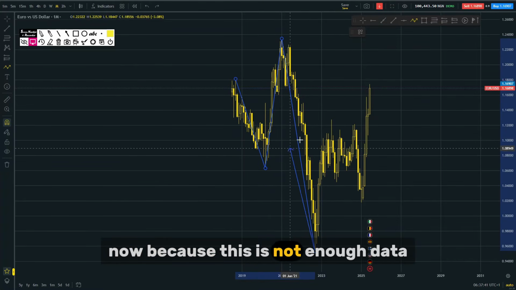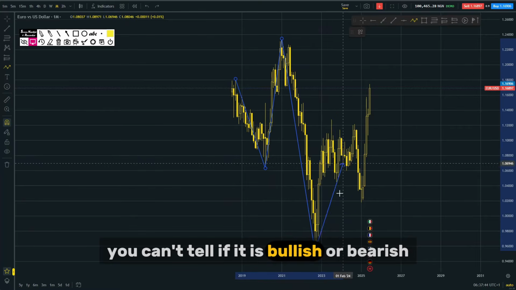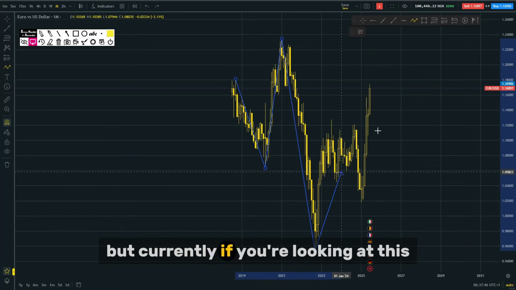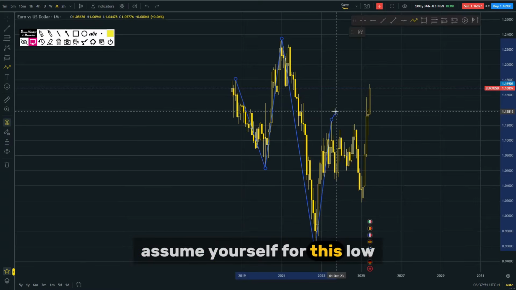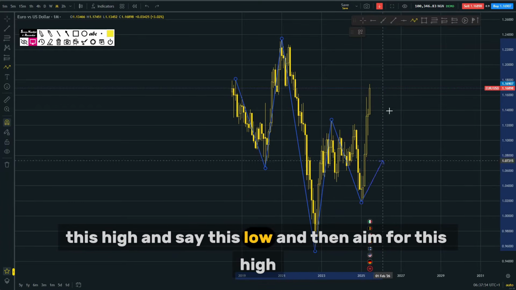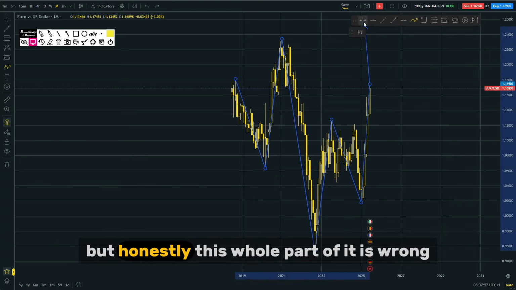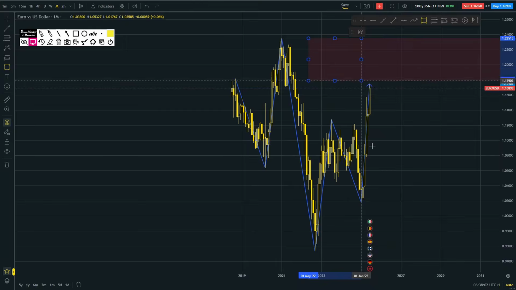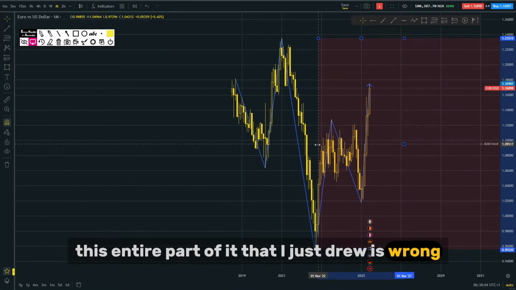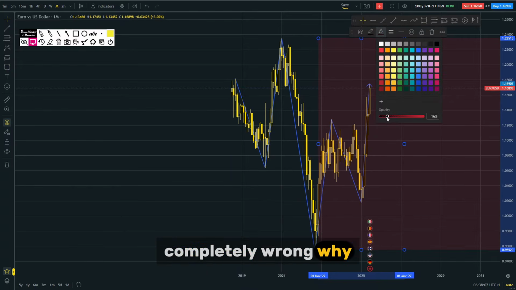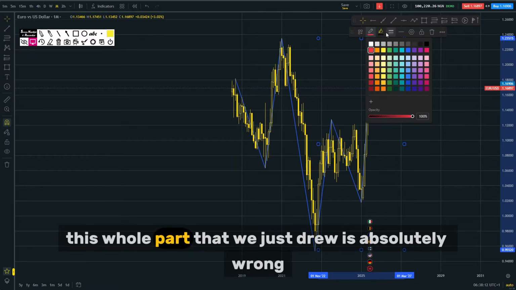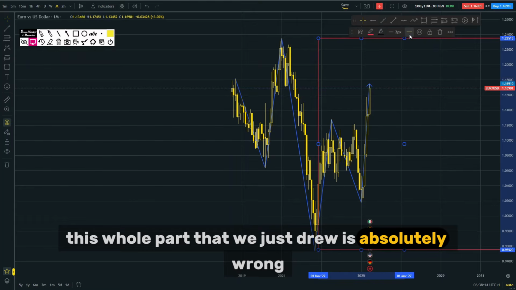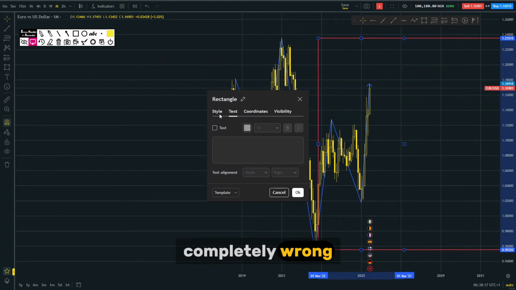Now, because this is not enough data, you can't tell if it is bullish or bearish. But currently, if you're looking at this, you'd say it is bullish, because you can just assume yourself for this low, this high, and say this low, and then aim for this high. But honestly, this whole part of it is wrong. This entire part of it that I just drew is wrong. Completely wrong. Why? I'll show you why in a minute. So this whole part that we just drew is absolutely wrong. Completely wrong.